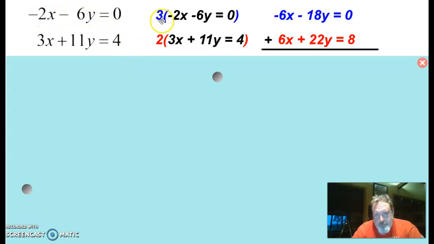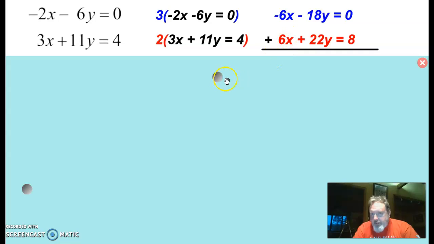So if I multiply this top equation by 3, here's my result. So 3 times negative 2x, 3 times negative 6y. When I multiply the bottom equation by 2, I get here. So 6x plus 22y equal to 8. And now you can see, after we multiplied both equations, that the x's are going to cancel out. So that is the one change for today from what we've been doing, and that's the fact that we have to multiply both equations.